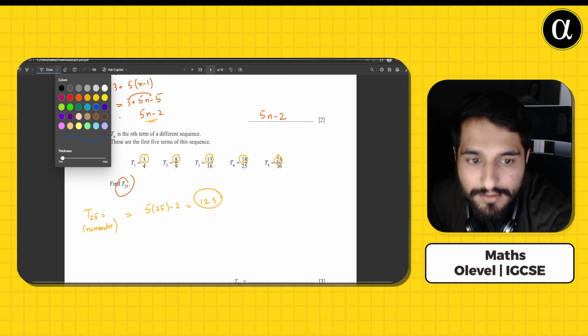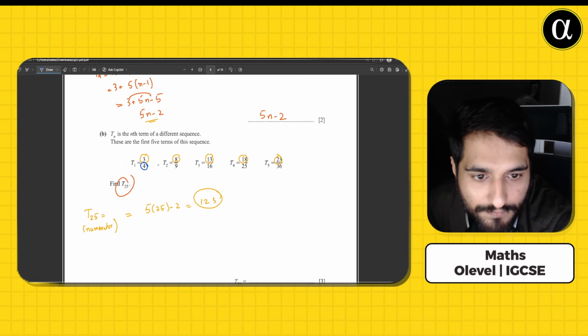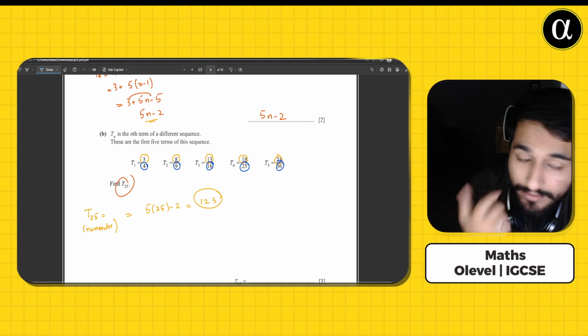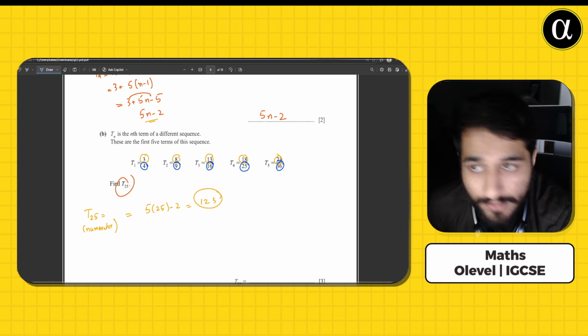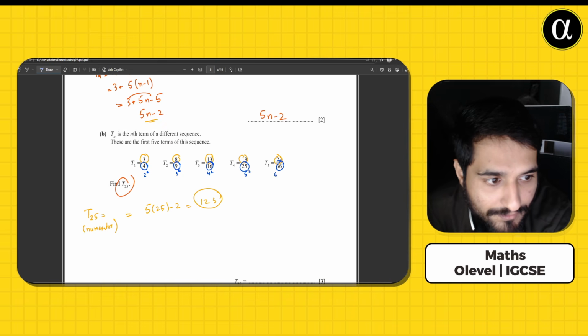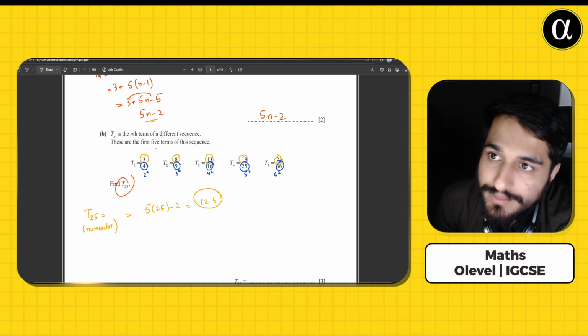But if we have a look at the denominators, what do you think of these denominators? This is a bit of a logic based quadratic sequence. If we have a look, these are basically squares. This is a square of 2, this is a square of 3, this is a square of 4, this is a square of 5, and this is a square of 6. Now how do these relate to each other?